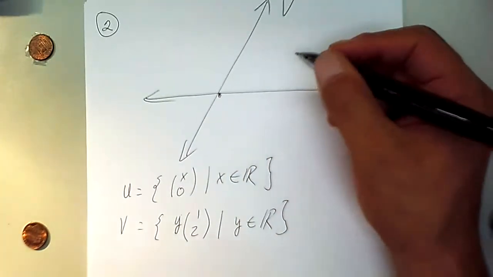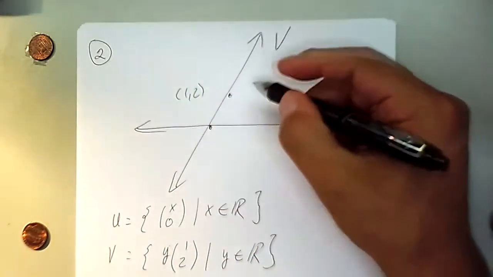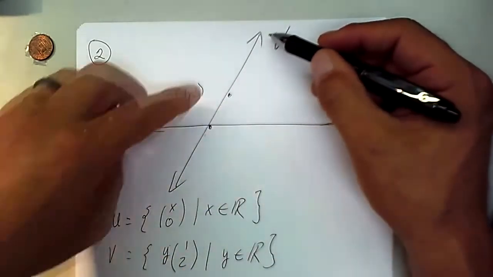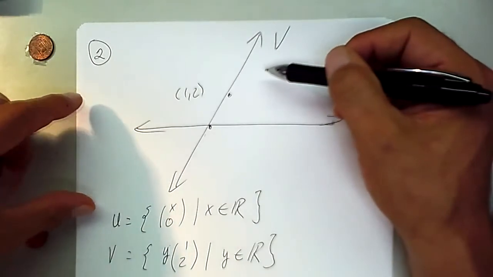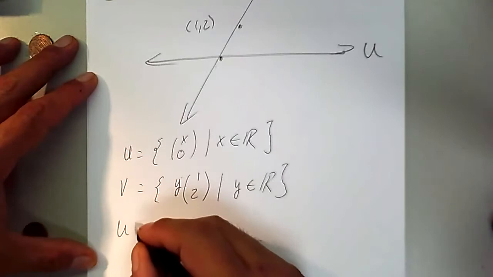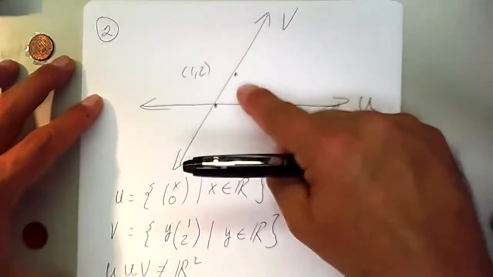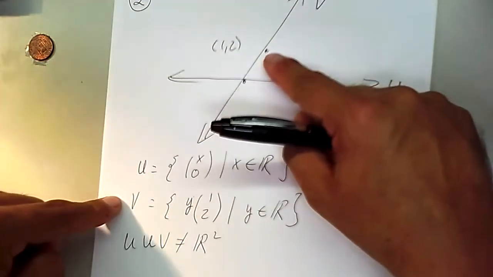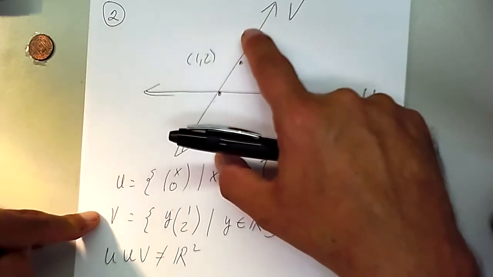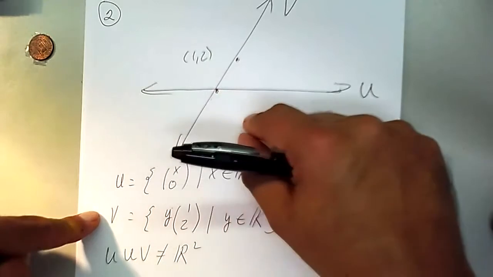Head, excuse me. And then we go through 1, 2. Yep, 1, 2, and then we have this complete line. Now, again, the union of this U and V, U union V, is not all of R squared. Now, 1, 2 does belong to V, but we can find another vector, say 1, 3, which would be above, that does not belong to V, does not belong to U. So it doesn't belong to the union.